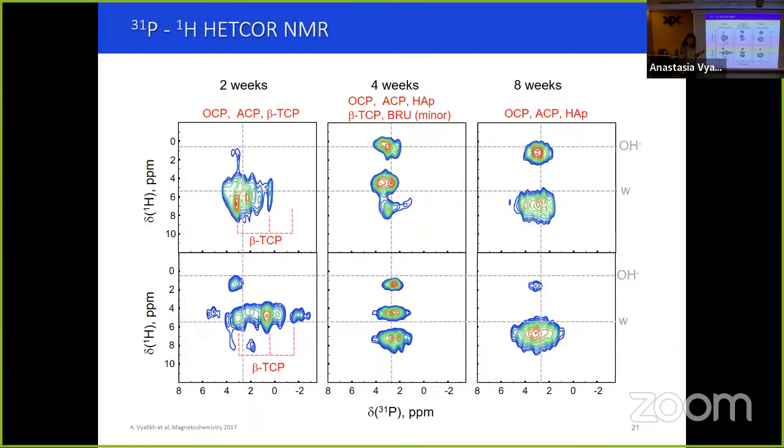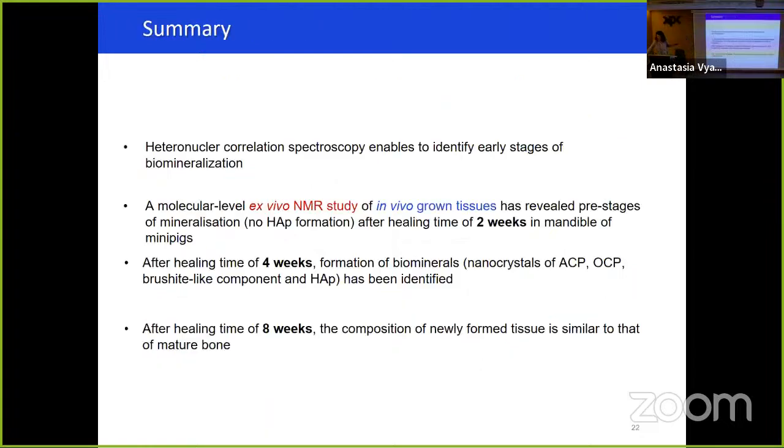Hydroxyapatite, the main bone tissue constituent, appears only after 4 weeks. So this is the final information from our study, and I can conclude that heteronuclear correlation spectroscopy enables us to identify early stages of biomineralization and can prove a non-classical way of biomineralization. So we performed an ex vivo NMR study of in vivo bone tissues and found that the process had been completed after 8 weeks of healing time.